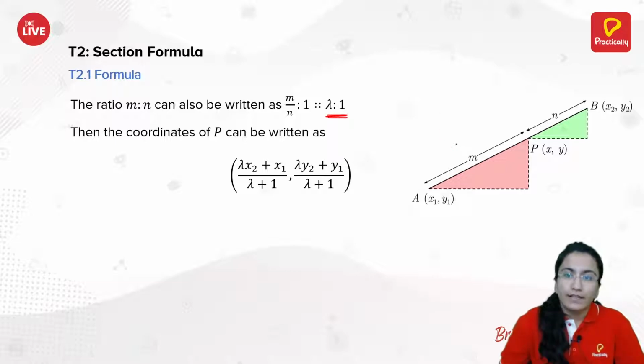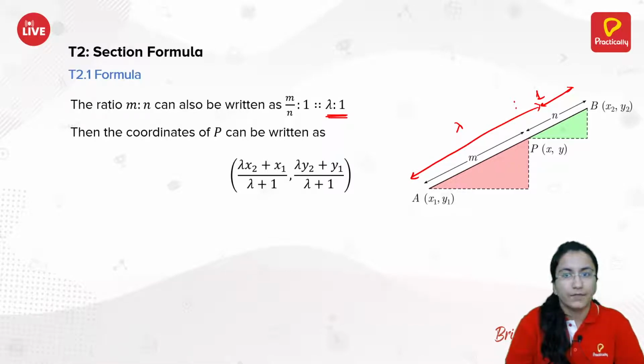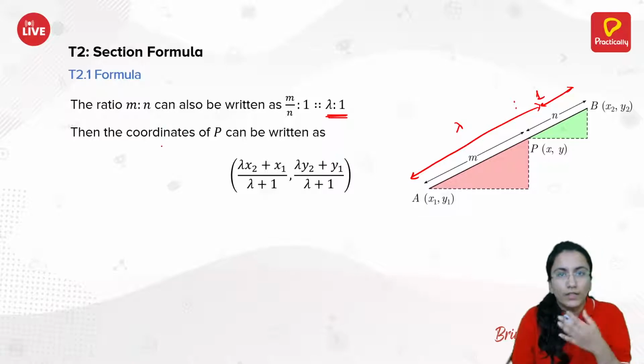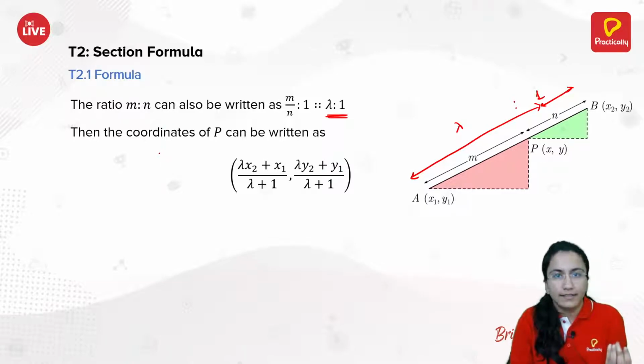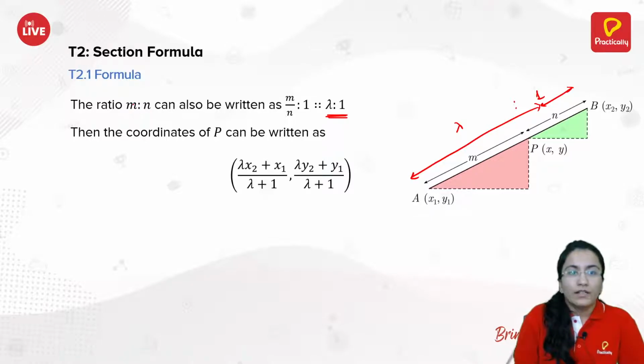You will say that this ratio is in terms of lambda is to 1. Some part will be of one part and the other part would be lambda, like this you will say, right? What exactly it would be, how this has been molded from the earlier one, let's just see that. The earlier ratio was m:n, right?